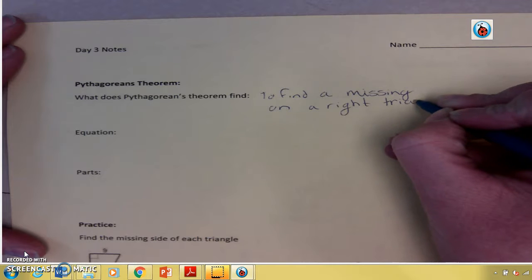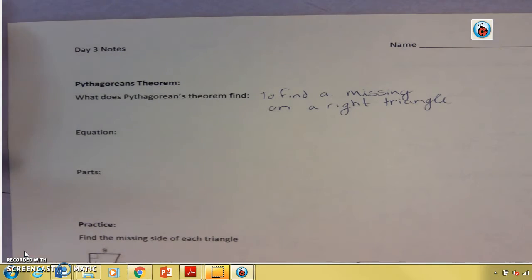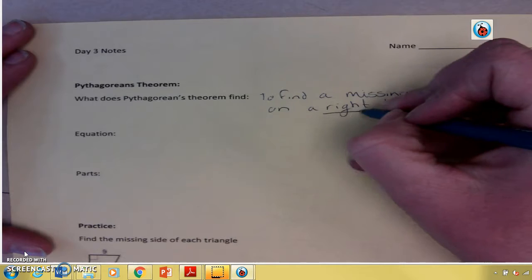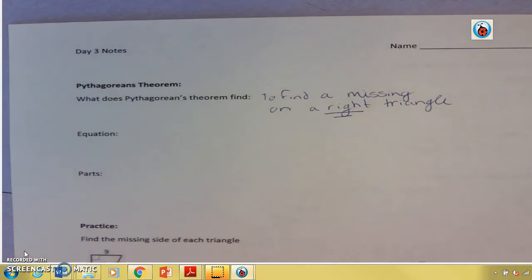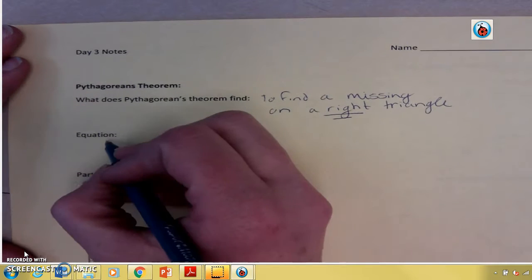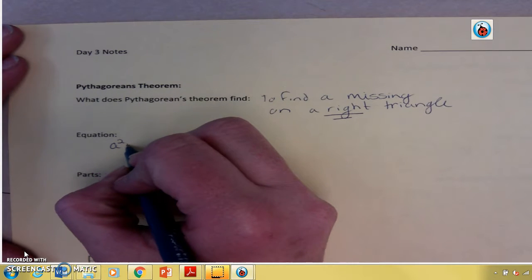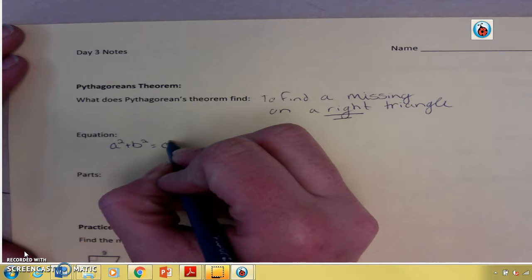So last year I think you guys always found the hypotenuse. This time we're going to actually find any side. And the key is it has to be a right triangle. I'm not going to give anything to you this year that's tricky where it's not, but in the future they may. The equation for Pythagorean's theorem is a squared plus b squared equals c squared.